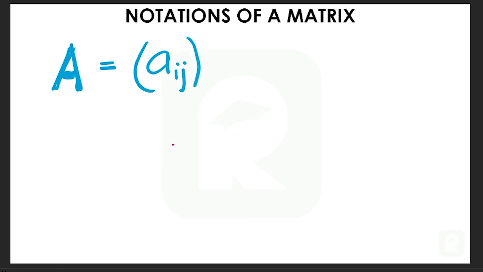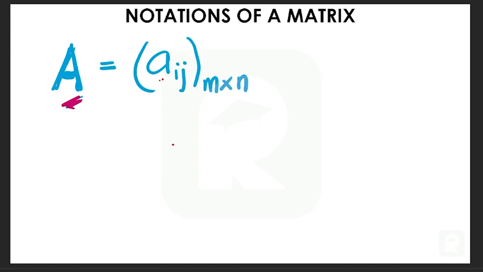Notations of a matrix. By notations, we're talking about the symbols that we use when writing matrices. So we use a bold face letter to denote a matrix, and the elements are denoted with small letters, and the positions are denoted with I and J, like this, where the rows and the columns are written as this. So this is how we write matrices. Don't forget bold face here for the name of the matrix, and all the elements will be this.